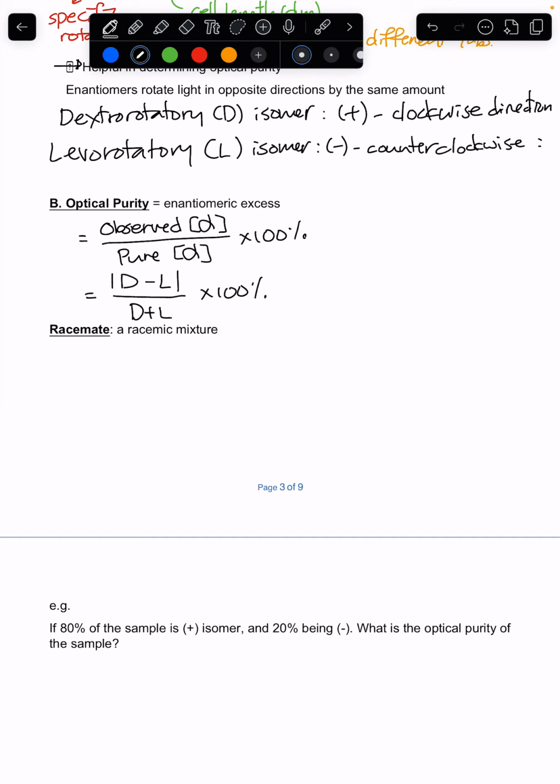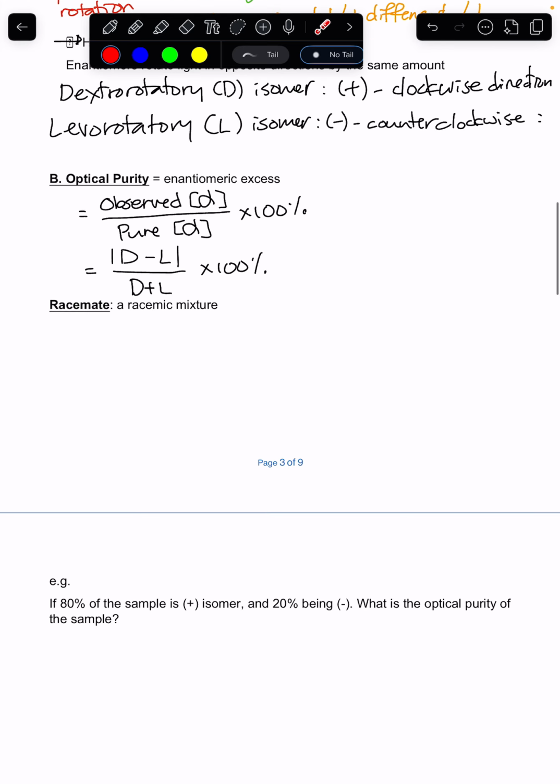And this might sound kind of complicated, but what this just means is, if you have, say, 50-50 of D and L isomers, they bend the light in opposite directions, so they kind of cancel out. In fact, if you plug that in, if this value is the same as that, that's a 0 over some number, which is 0%. And that's called the racemate. And we'll think about situations where the two amounts might differ by some amount. Okay, and so racemate is a racemic mixture where the optical purity is 0.